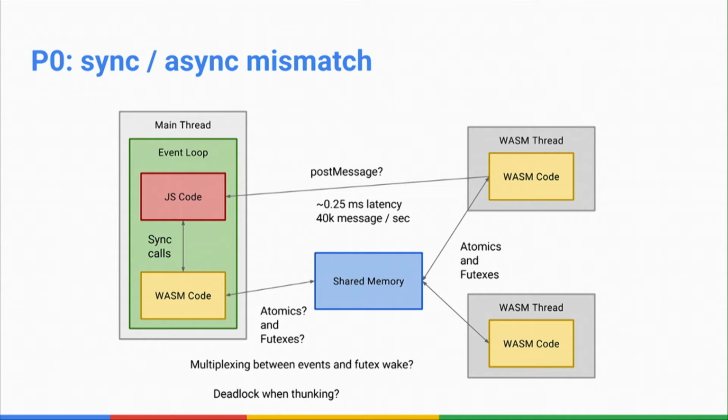Now, the fun question is, how do you interact with other threads? Other threads interacting with you is fairly straightforward. Say you have a non-main thread WebAssembly thread. Well, it can send a postMessage to the main thread. It can queue up something in your event loop. Now, this isn't ideal. There are some latency issues.